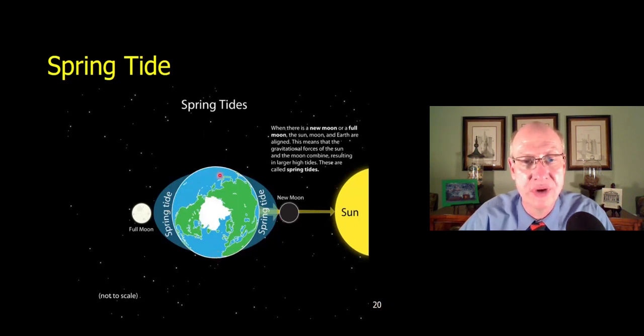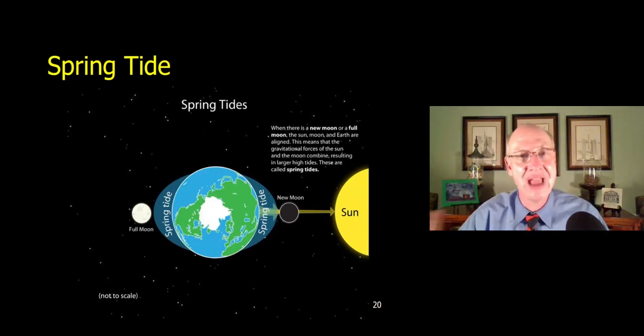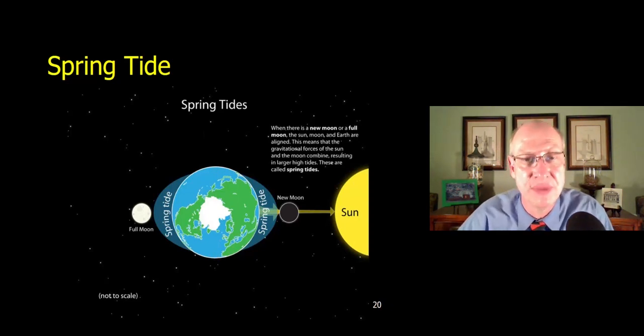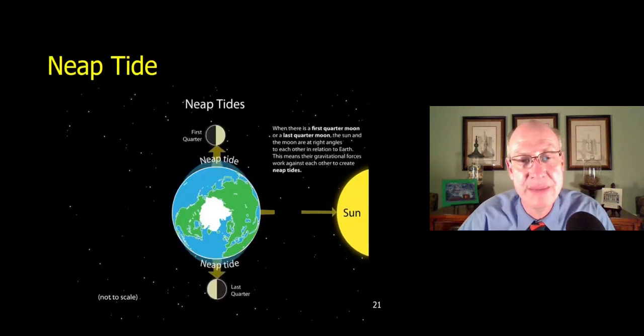And the moon is creating a low tide there and a low tide there. So because the high tide from the sun and the high tide from the moon are adding together, we get a particularly high tide. And we get that high tide here, and we get that high tide here. We get a low tide here and a low tide here. So these are the spring tides, when the high tides from the moon and the high tides from the sun are adding together. Let's talk about neap tides.